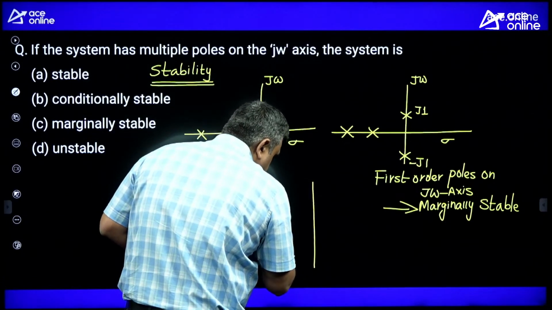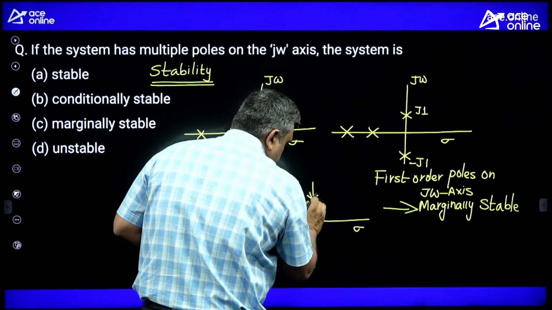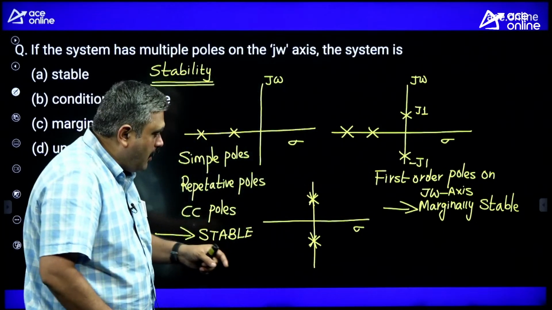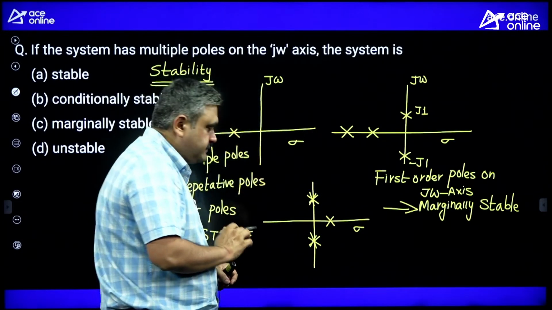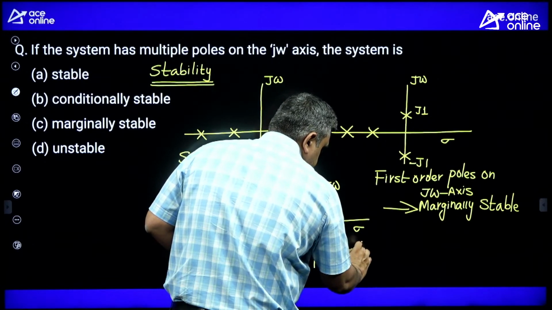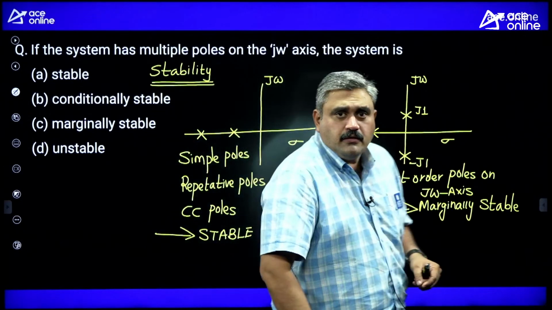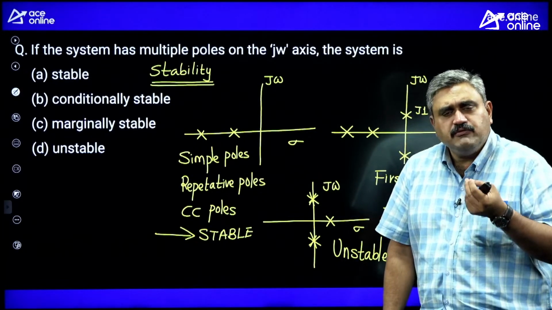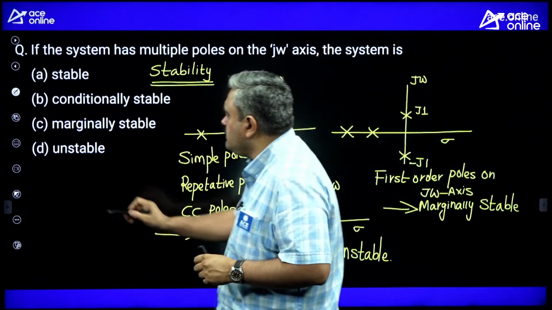Now what is the last case? If you have repetitive poles on the j omega axis, it can be a second order pole, complex conjugate poles located at this point. Or there can be any one pole, at least one pole is enough, on the right side of the j omega axis. Then your system becomes automatically unstable. No doubt. So what is the question now? The system has multiple poles. Multiple means at least 4, because complex conjugate poles, 2, means they should become 4. That means the system will become unstable.